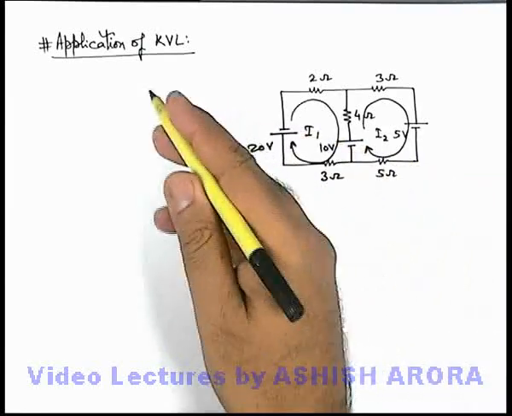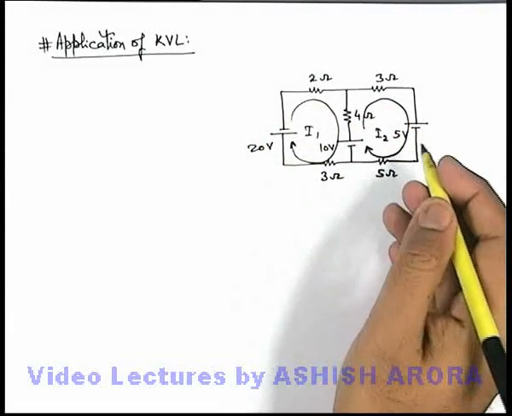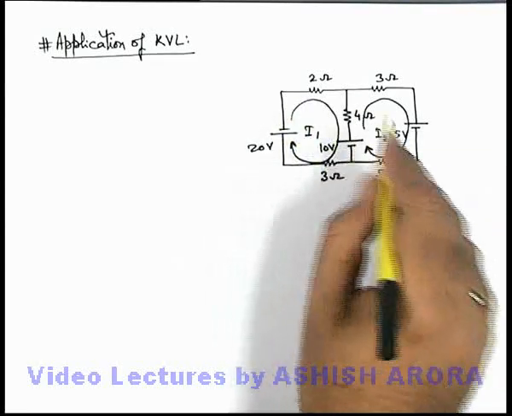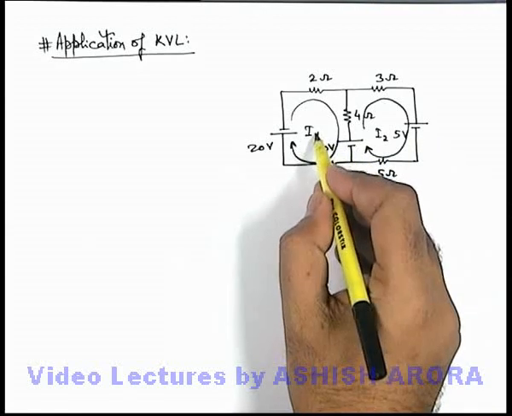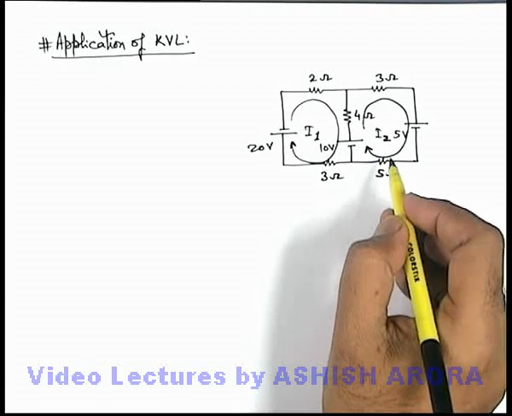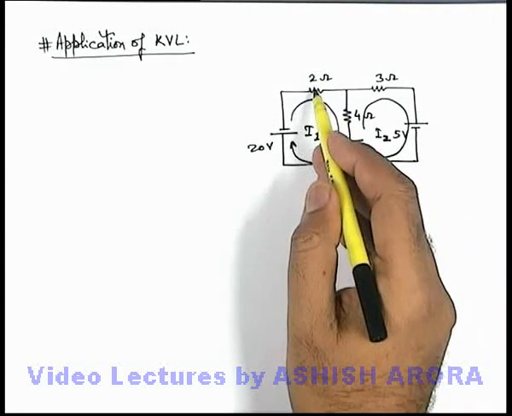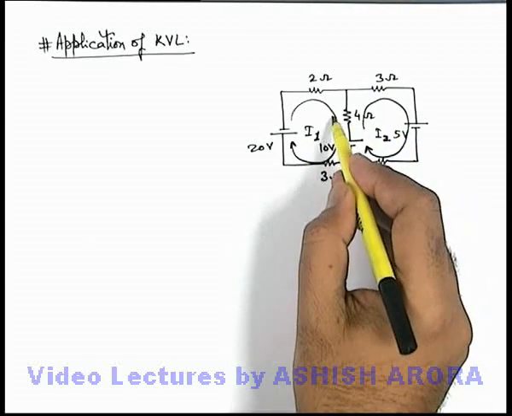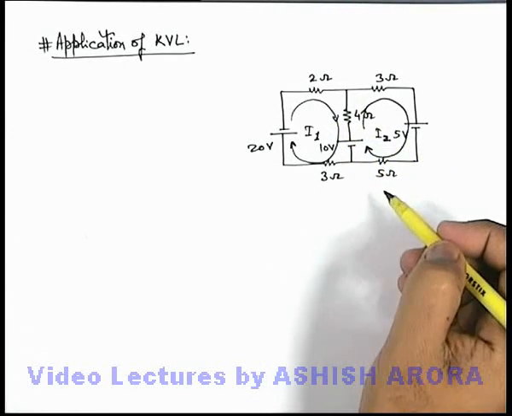However, just for application of KVL, you can take it reverse also, one clockwise, one anti-clockwise. But for calculation ease, it is always better to consider currents in the same direction. If I am able to calculate the values of I1 and I2, I can directly tell the current in each branch of the circuit, like in this 2 ohm I1 is flowing, 3 ohm I2 is flowing, in this 4 ohm I1 minus I2 is flowing. Like that we can easily calculate.